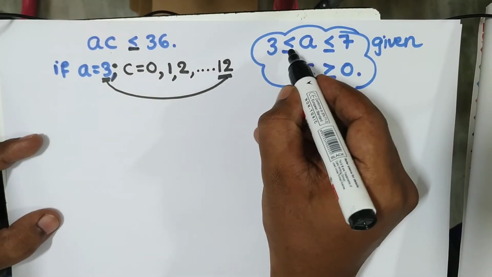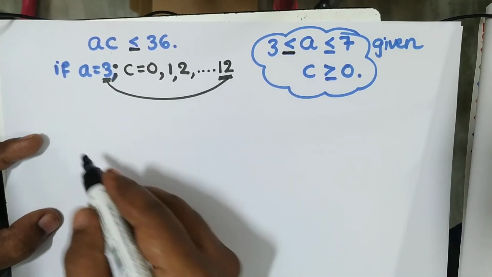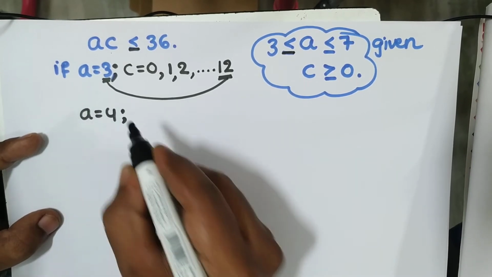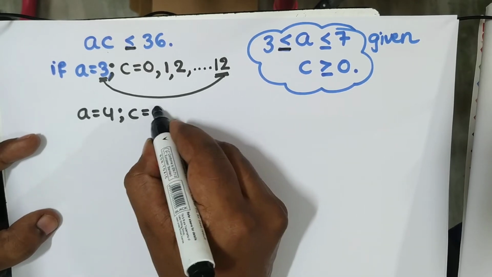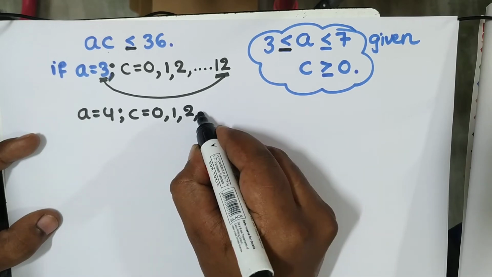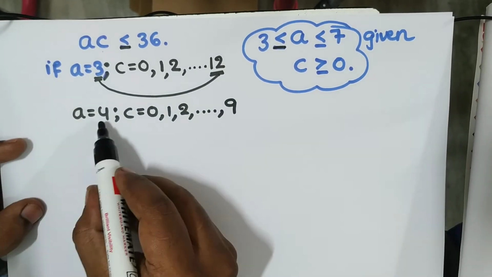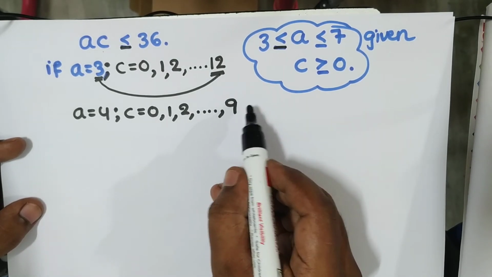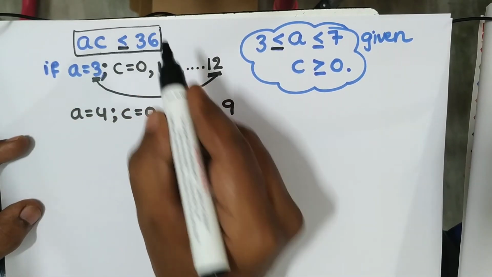Anyway, we have utilized only A equal to 3, but A is in between 3 and 7. I can take anything, right? So now let me take A is equal to 4. If A is equal to 4, now I can take C equal to 0, which is correct. C equal to 1 is okay. C equal to 2 is also okay. How long? C equal to 9, because again 4 9s are 36. I can't go anything beyond this. Otherwise it will violate this given condition.